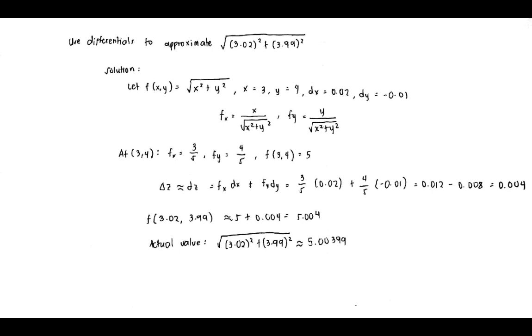Thus, our f(3.02, 3.99) based on our problem is approximately equal to 5 plus 0.004, or 5.004. The exact value of the square root of 3.02 squared plus 3.99 squared is approximately equal to 5.00399. And that would be all.